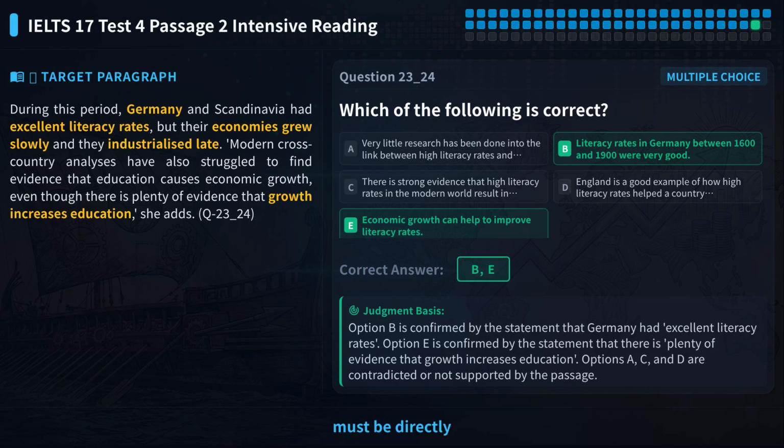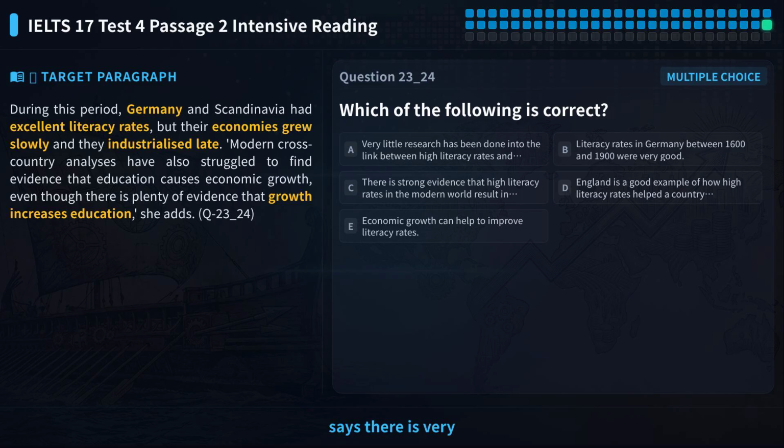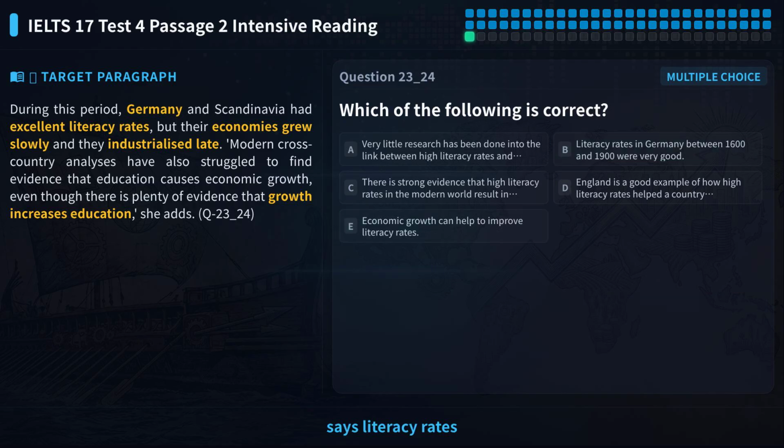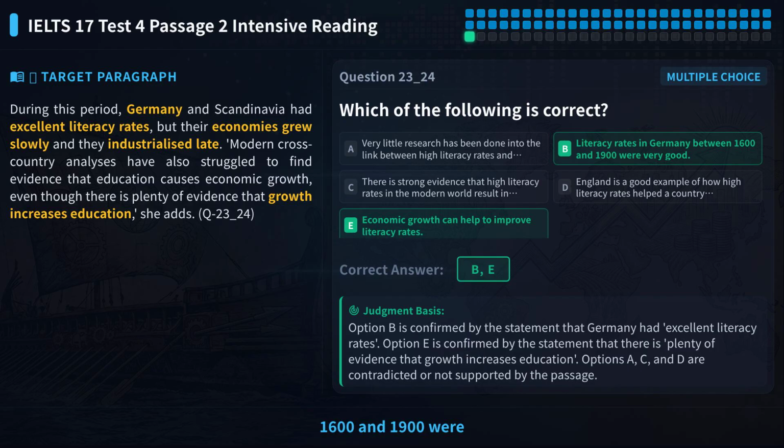A correct option must be directly supported by the text, while a wrong option either contradicts the text or is made up. First, option A says there is very little research on the link between high literacy and higher earnings. But the text mentions many studies, like data from Germany and England. This contradicts the text, so A is wrong. Next, option B says literacy rates in Germany between 1600 and 1900 were very good. The text indeed says Germany had excellent literacy rates in the 19th century. This matches perfectly, so B is correct.